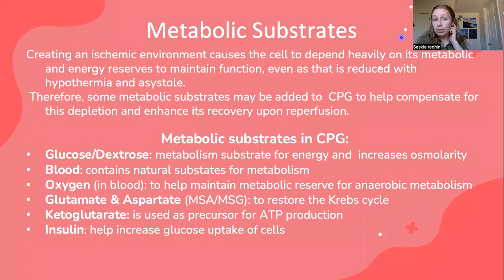Next up, we have metabolic substrates. You're inducing a really ischemic heart state, and so you want to be able to reinstate as well as maintain those ATP and metabolic reserves in the heart. So glucose can help do this, dextrose. Blood has obviously natural substrates for metabolism as well as oxygen, which is very useful in maintaining your aerobic versus anaerobic metabolism. Glutamate and aspartate can be added. Ketoglutarate as well as insulin is sometimes added in order to prompt those cardiac cells to increase their glucose uptake. Although I would say probably the most common ones are going to be your blood glucose combo for metabolic substrates.